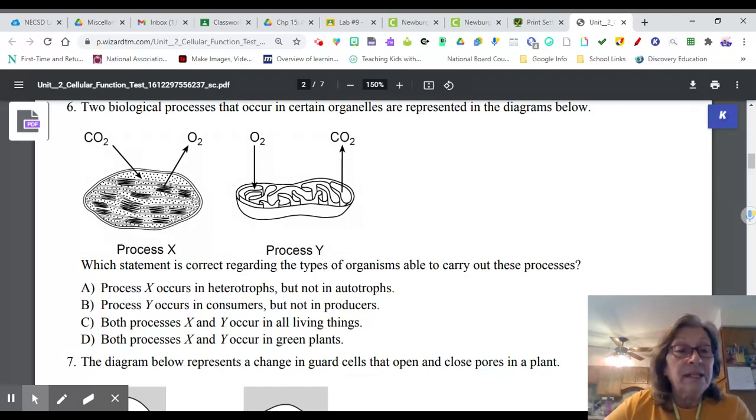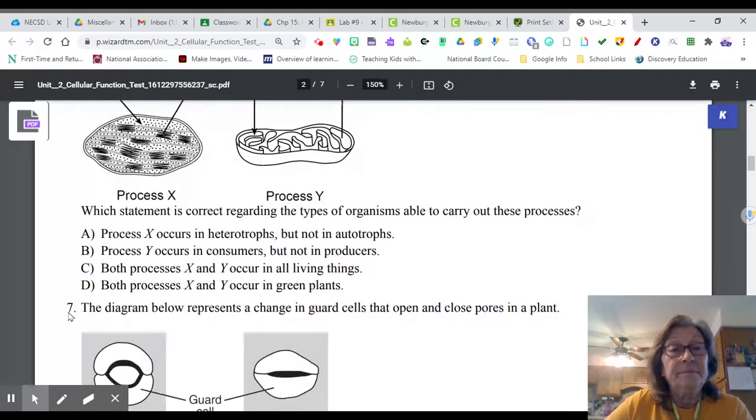A, process X occurs in heterotrophs, but not in autotrophs. B, process Y occurs in consumers, but not in producers. C, both processes X and Y occur in all living things. D, both processes X and Y occur in green plants.